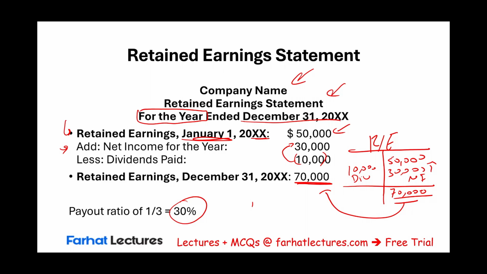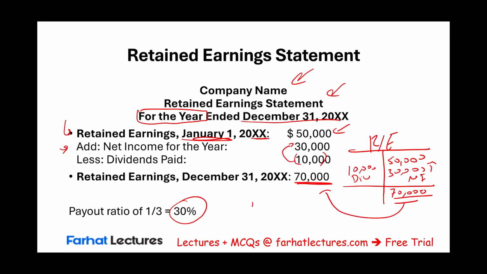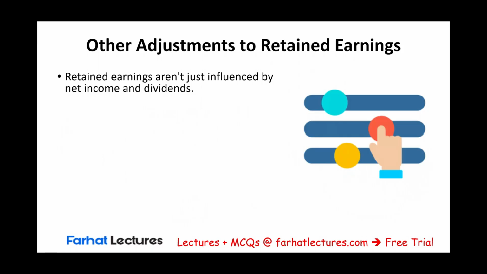Is this the only thing that you could see on the statement of retained earnings? No. Sometimes what you could see on the statement of retained earnings are adjustments to retained earnings. What do we mean by adjustments? Yes, net income and dividends are the main factors that change retained earnings, but we could have other adjustments. What could be other adjustments?